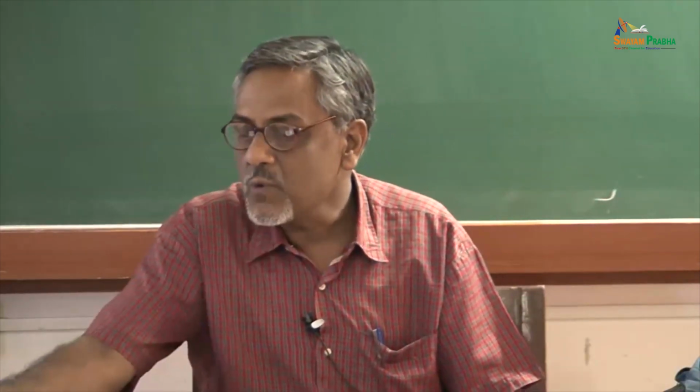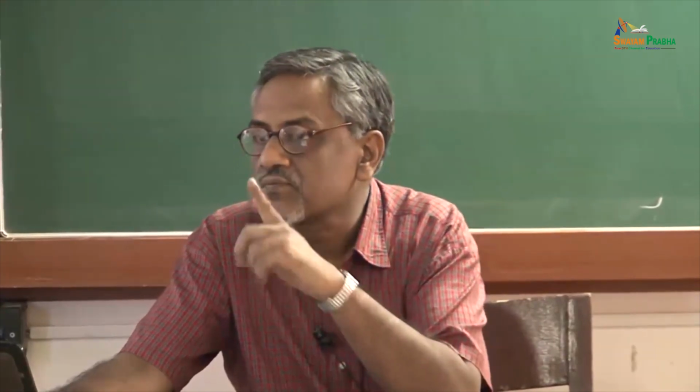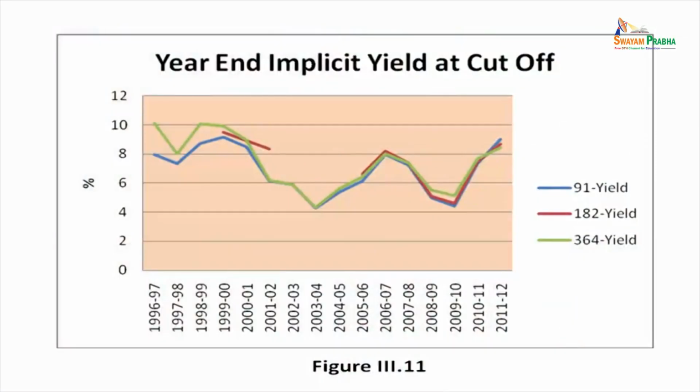All right. So now we need to look into the implicit yield. Let's see the yield, the return, how much it is at the point of selling the bill. The cut off: when they are being auctioned, what is the cut off? Okay, look at the implicit yield. It's very interesting. The implicit yield is not bad at all.